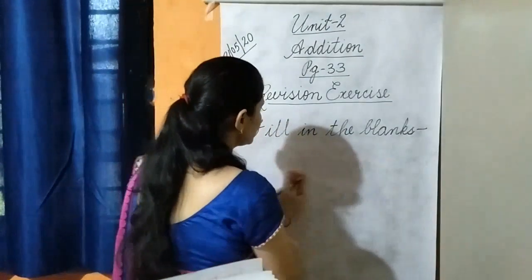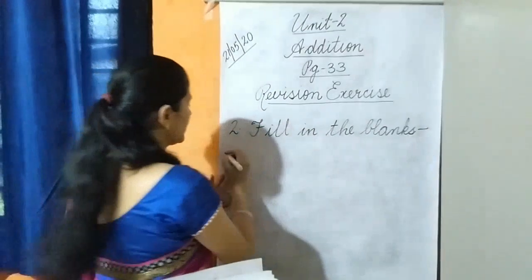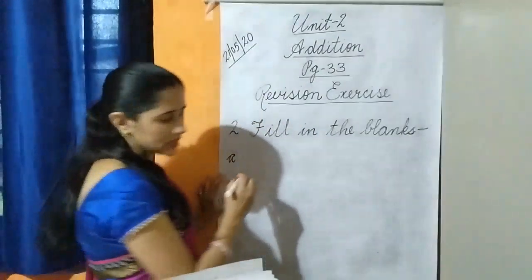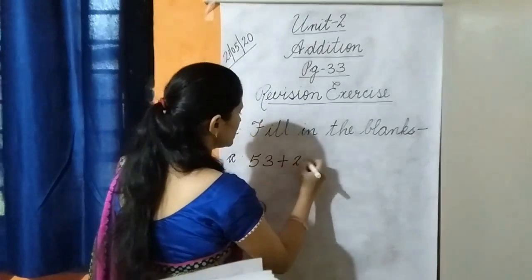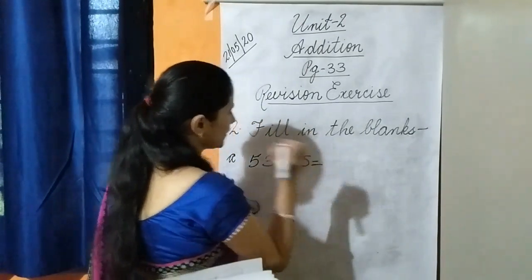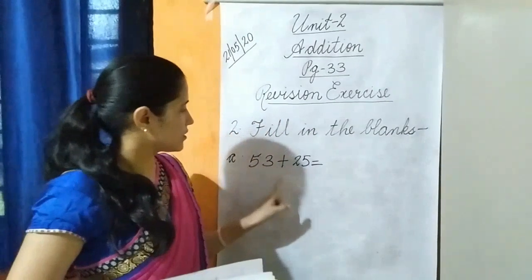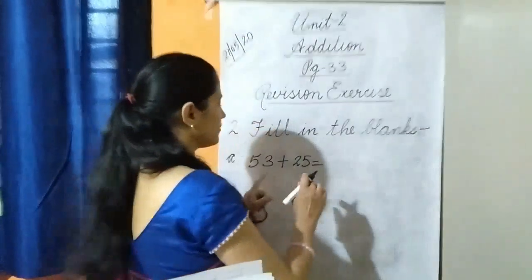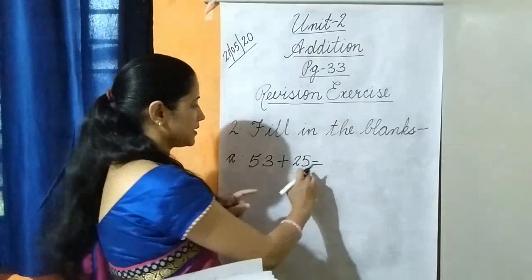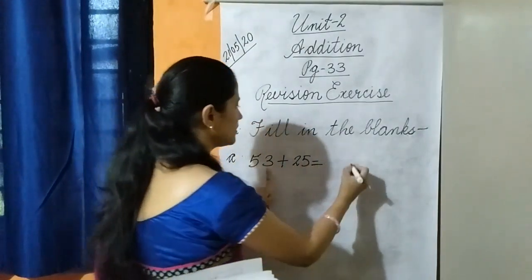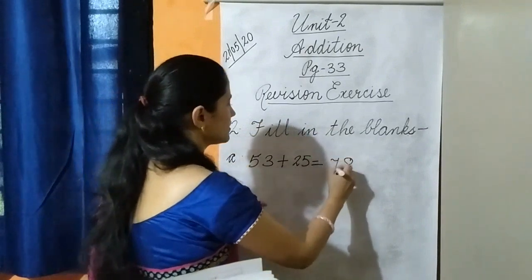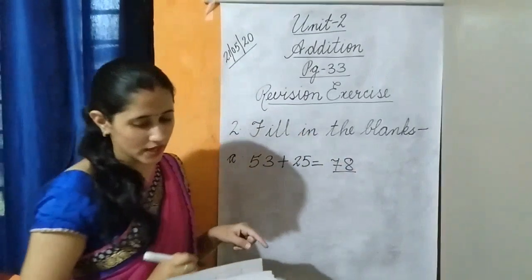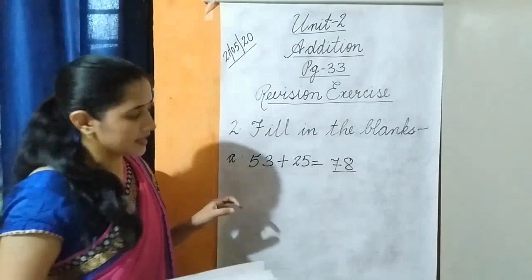Now let's start. A is 53 plus 25. While adding, firstly we add ones place. 5 plus 3, 8. And 2 plus 5, 7. So your answer is 78. Now B.